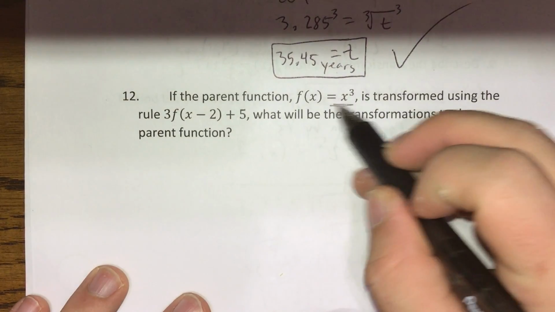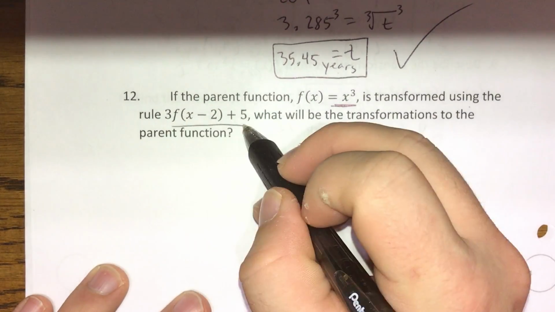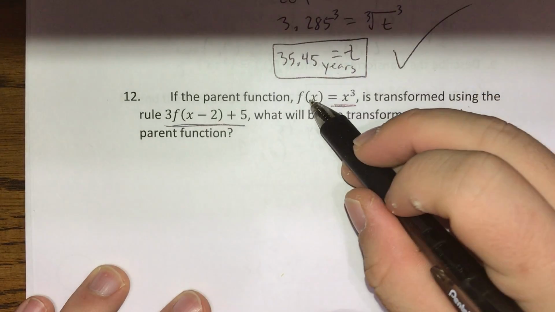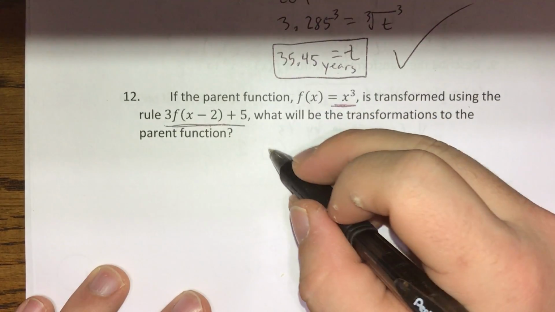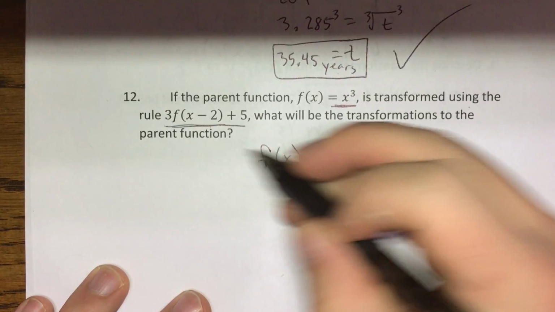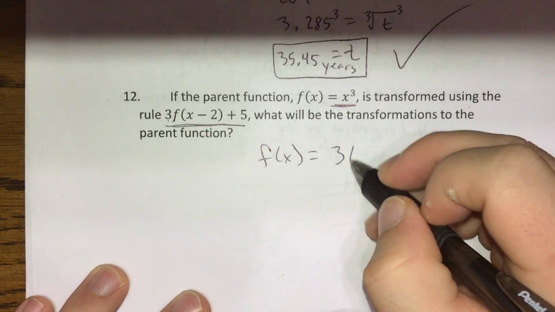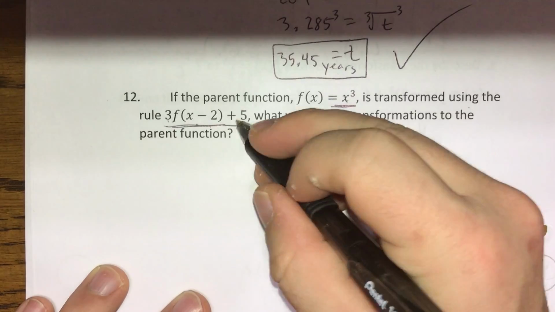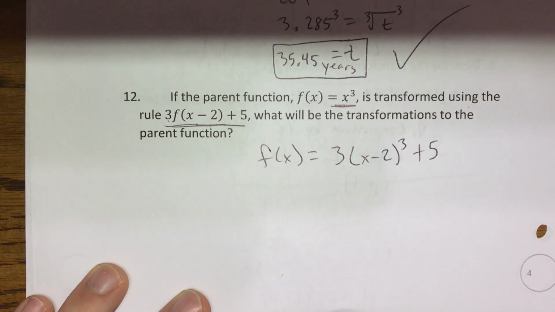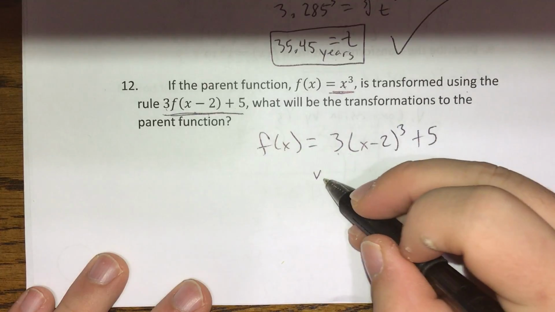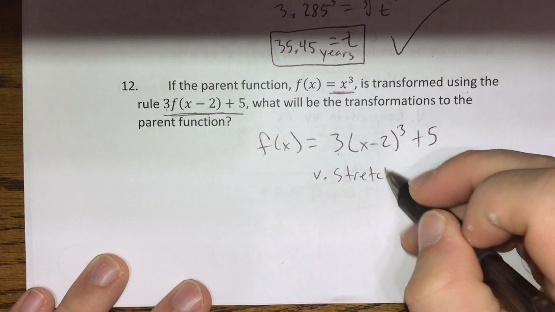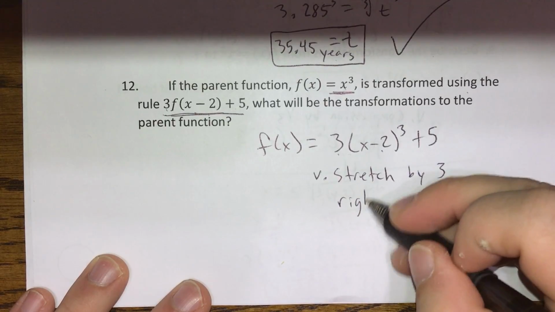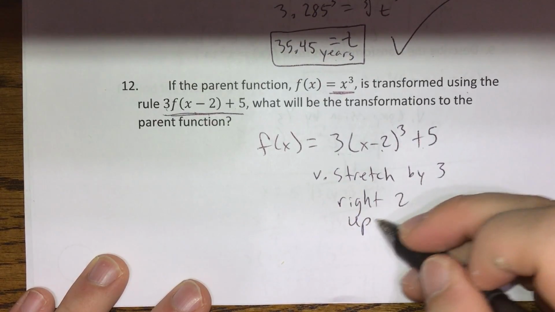Alright, so we're dealing with a cubic function transformed using this rule. So this is the rule for my f, which is right here. So if I wanted to create this equation, it's going to become f of x equals, the 3 goes in front, x minus 2 goes in place of the x, and plus 5 goes at the end. And so this 3 is going to be a vertical stretch, because it's a number greater than 1. We're going right 2 and up 5.